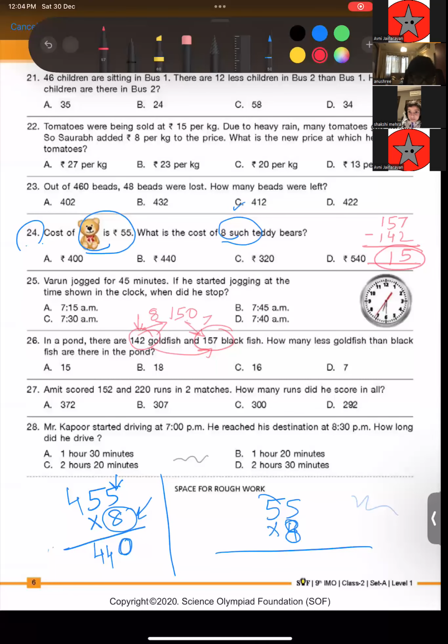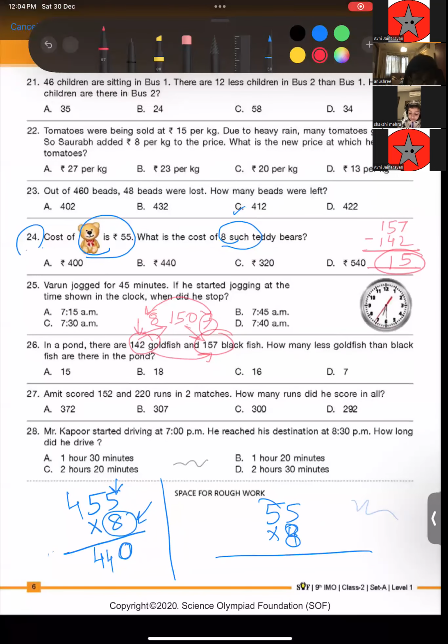7. Yes. And what is 7 and 8 together? What is 8 and 8? 16. So 7 is 1 less than 8, right? So what is 1 less than 16? 15. Got it? Now let's do question number 27. I want everyone to do it without my help.